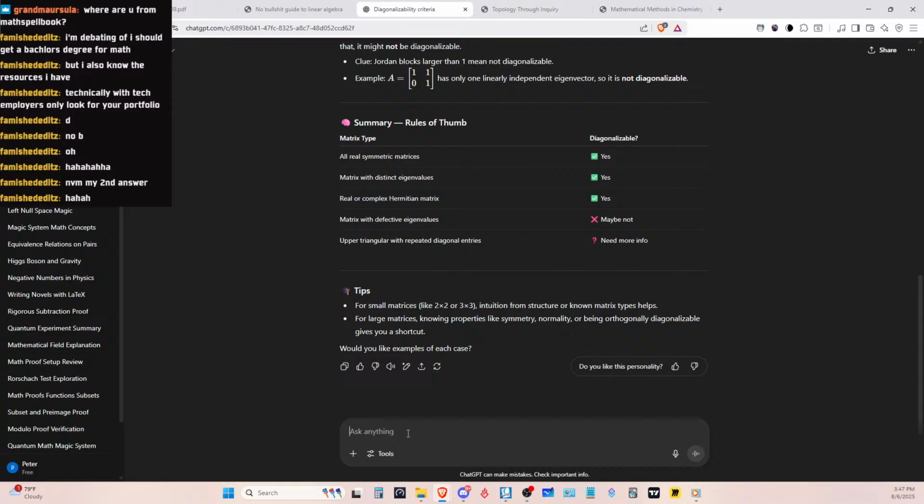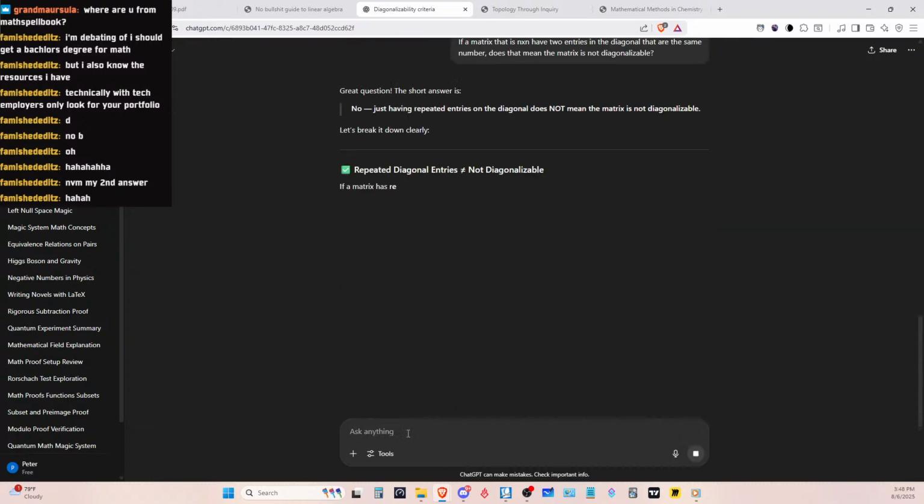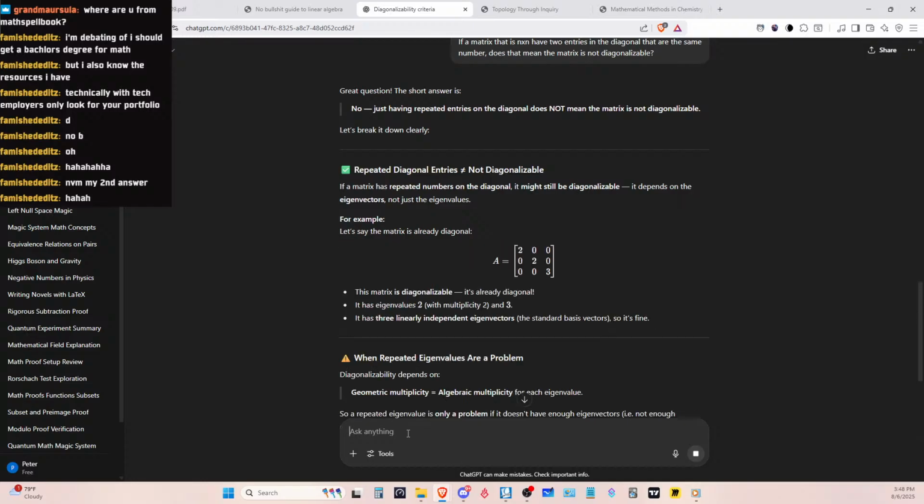So I think my question for ChatGPT in this case is, let's say a matrix that is n by n has 2 entries in the diagonal that are the same number, does that mean the matrix is not diagonalizable? Okay.